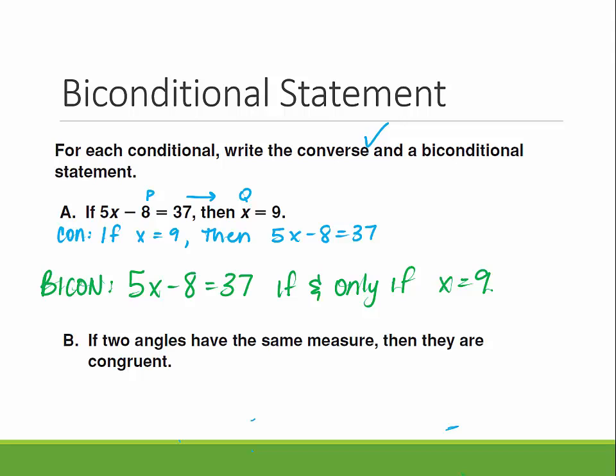Same kind of thing for the next one. If two angles have the same measure, then they are congruent. So the first thing we have to do is figure out the converse of this. Switch around our P and our Q. So if two angles are congruent, then they have the same measure.